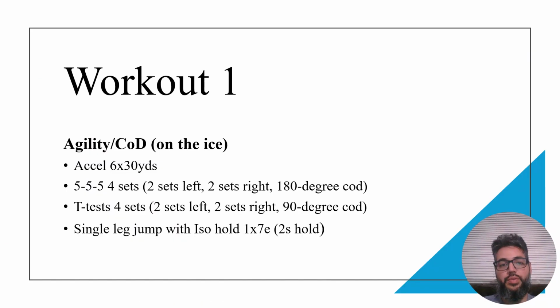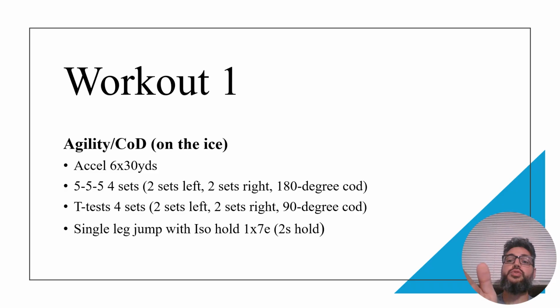Now looking at workouts, this is an agility change of direction on the ice, acceleration 6 times for 30 yards, then doing some type of the 5x5x5, 4 sets, 2 sets left, 2 sets right, working 180-degree change of direction, then the T-test, 2 sets left, 2 sets right, this time doing more 90-degree. And then off the actual ice, doing single leg jumps with iso holds, since there's a lot of change in direction already happening, one set that we are able to improve this ability in, again, not just sagittal plane of motion, but frontal, so left and right.